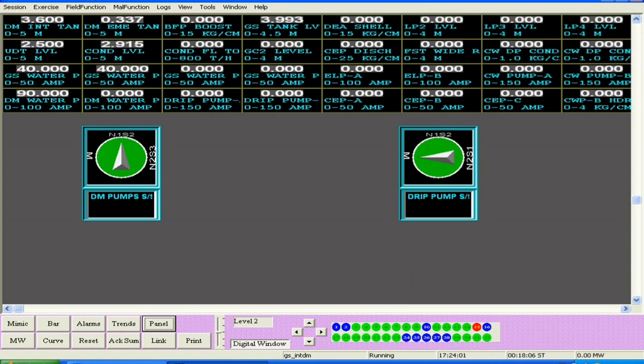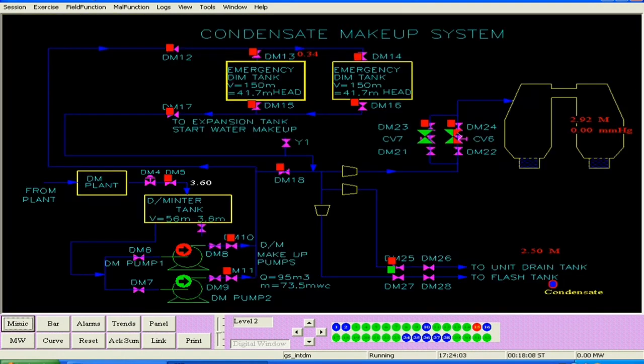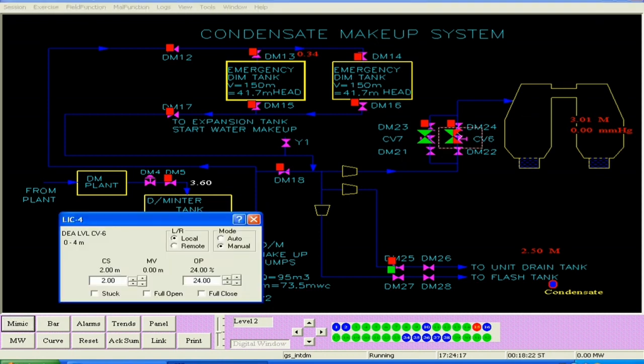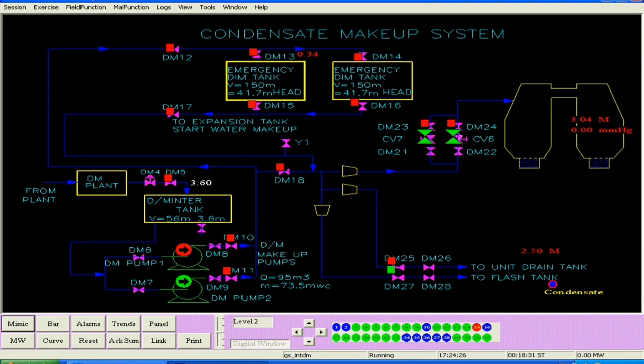So we have achieved our condenser filling. Now we stop the condenser filling by closing this control valve CV6 that we had opened. We had opened CV6, so now we close that CV6 valve so that the condenser level is maintained. So in this session we have completed the UDT filling and the condenser filling.